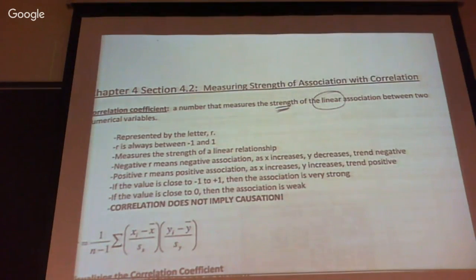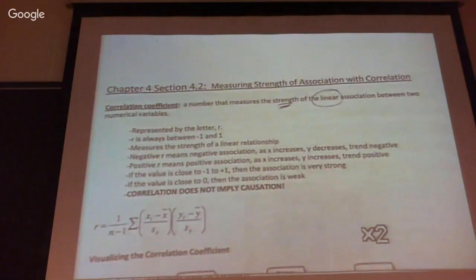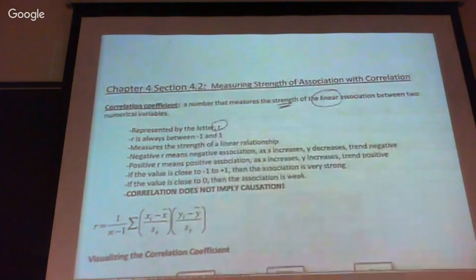Okay? So you can do correlation, but it has to be linear. The letter for correlation is the letter R.